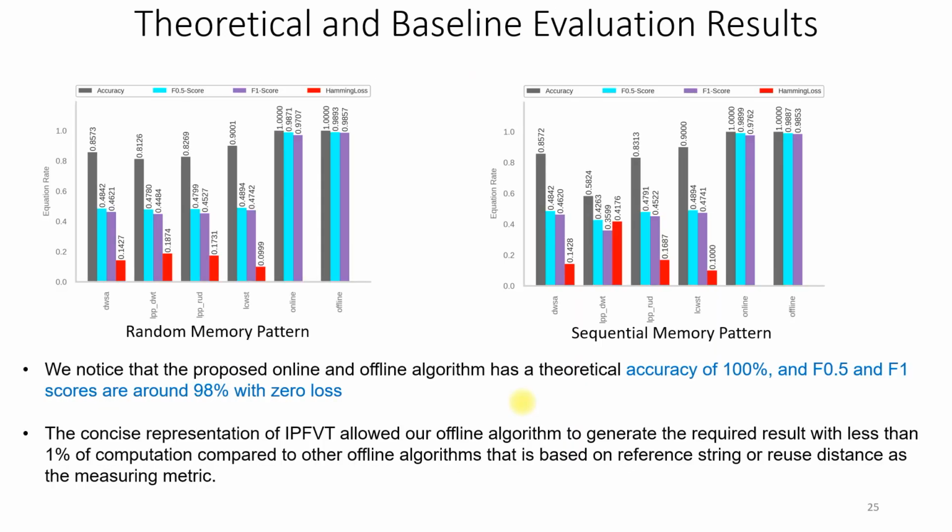We notice that the proposed online and the offline algorithm has a theoretical accuracy of 100% and F05 and F1 score of 98% with 0 loss, which shows that our offline algorithm is a very good method to evaluate any algorithm that actually tries to do phase transition behavior evaluation. The concise representation of the IPFET value allowed our offline algorithm to generate the required result with less than 1% of computation compared to other offline algorithms that used reference string or reuse distance as the measure unit.